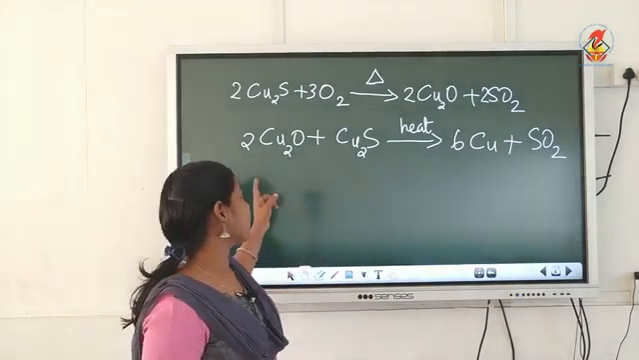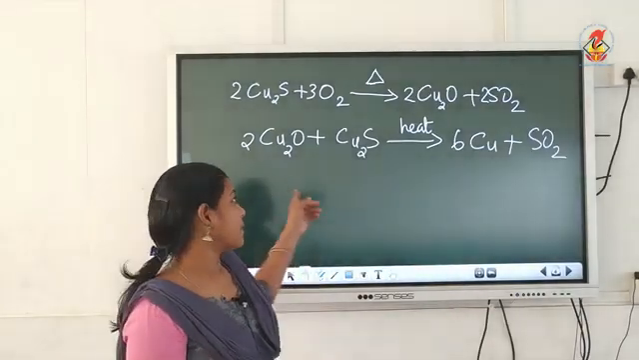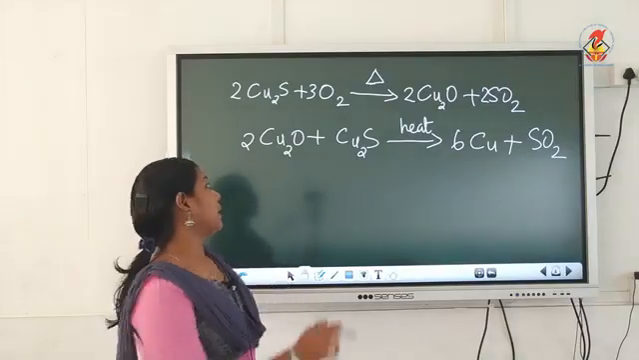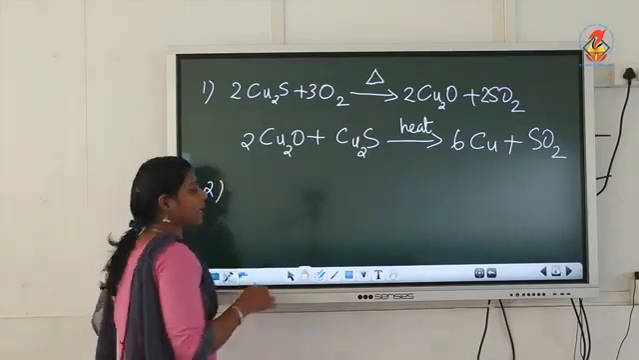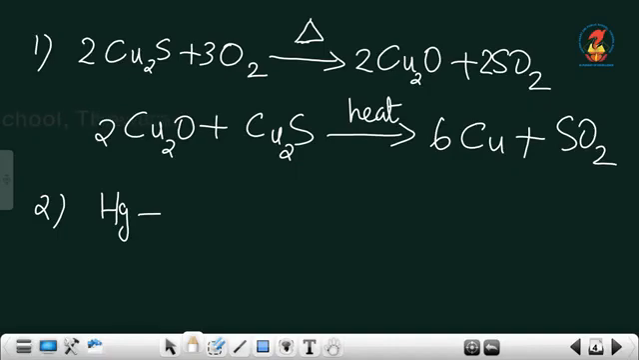So first of all we are seeing the metals of least reactivity. First we have taken the example of copper. Now we can see the example of mercury. If you take mercury, Hg, the ore of mercury is cinnabar.